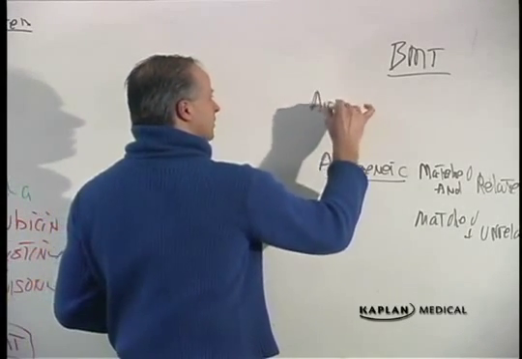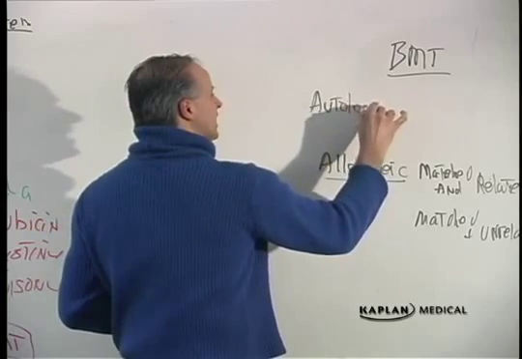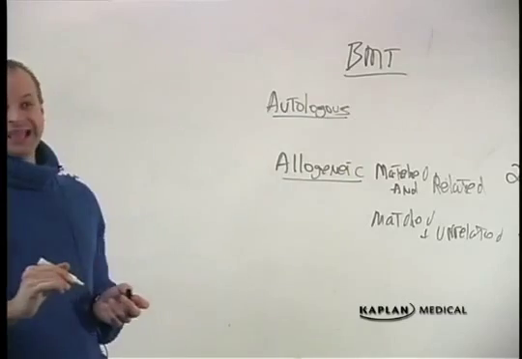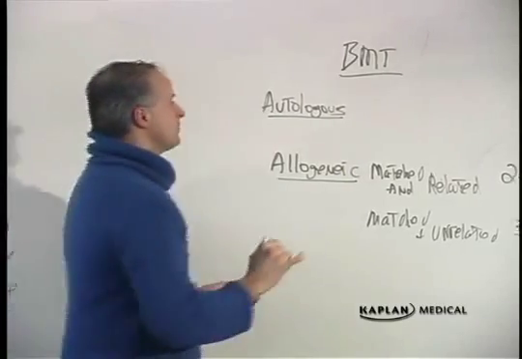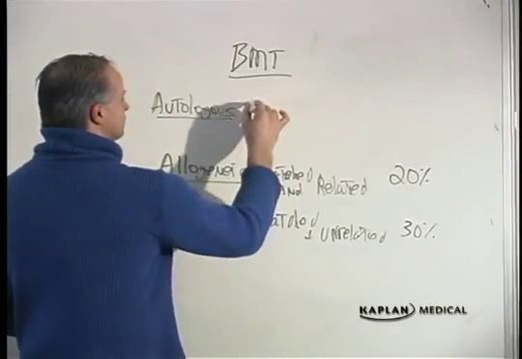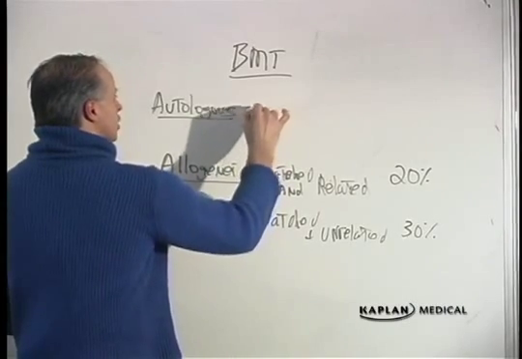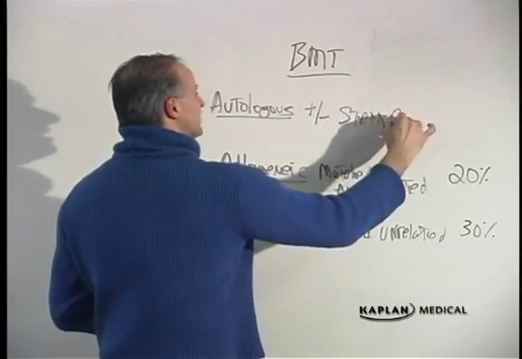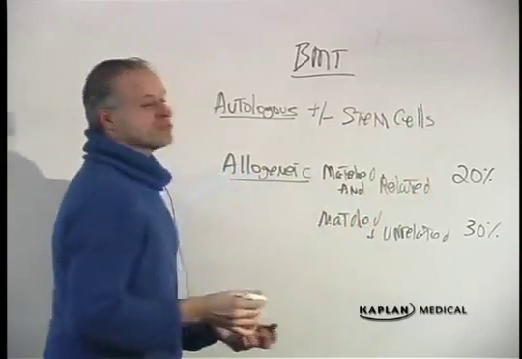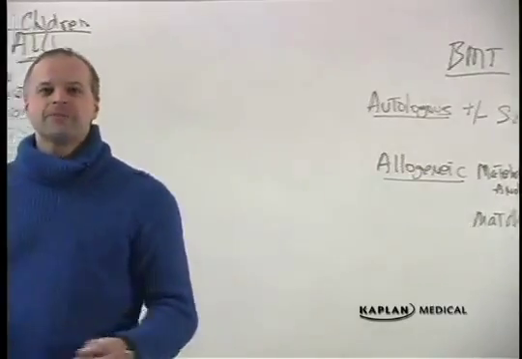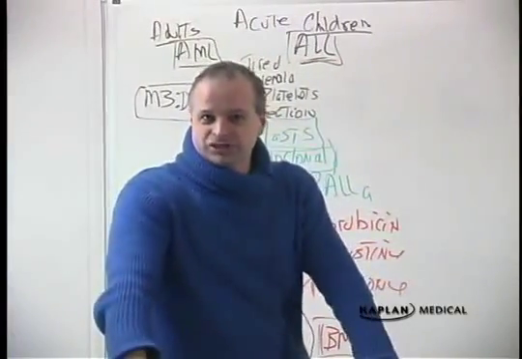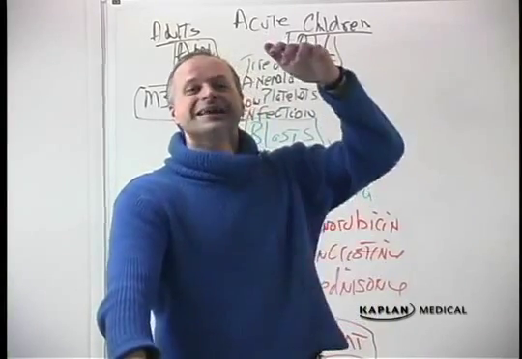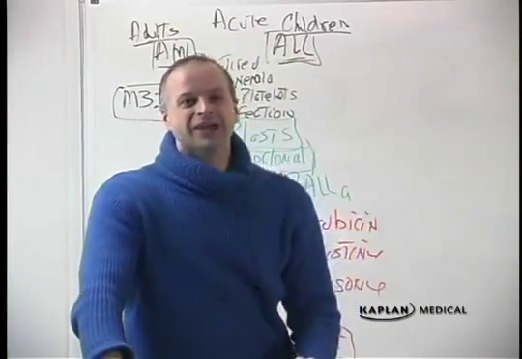Autologous means we take your own marrow and put it back into you. And it could be with stem cells or no stem cells. Now, stem cells are the early progenitor cell in the bone marrow. The benefit of using stem cell transplants is that you're giving cells that are already grown up a little bit, and it grows back faster.